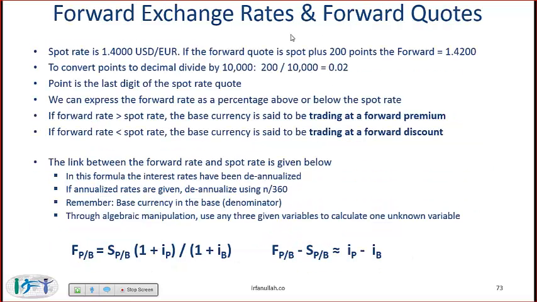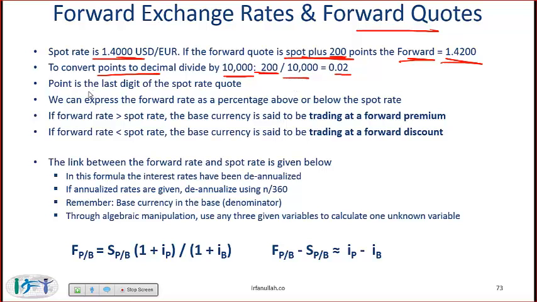Forward exchange rates and forward quotes. Let's say your spot rate is 1.4. Again, this is USD over Euro. And you are told that the forward quote is spot plus 200 points. That would mean that the forward rate is 1.4 plus the 200 points, and that gives you 1.4200. To convert the points to decimal, simply divide by 10,000. So 200 over 10,000 is 0.02.